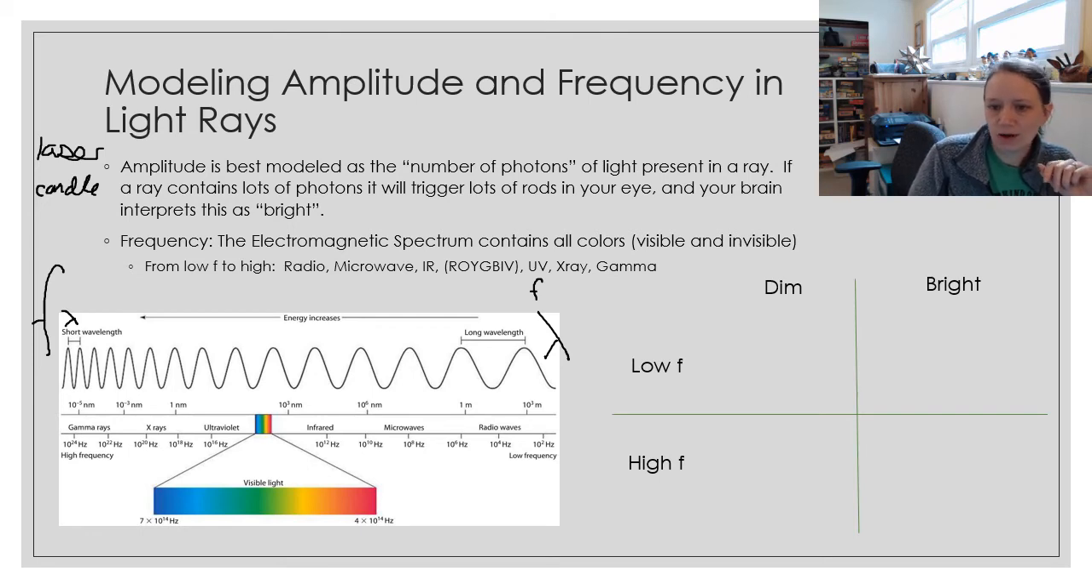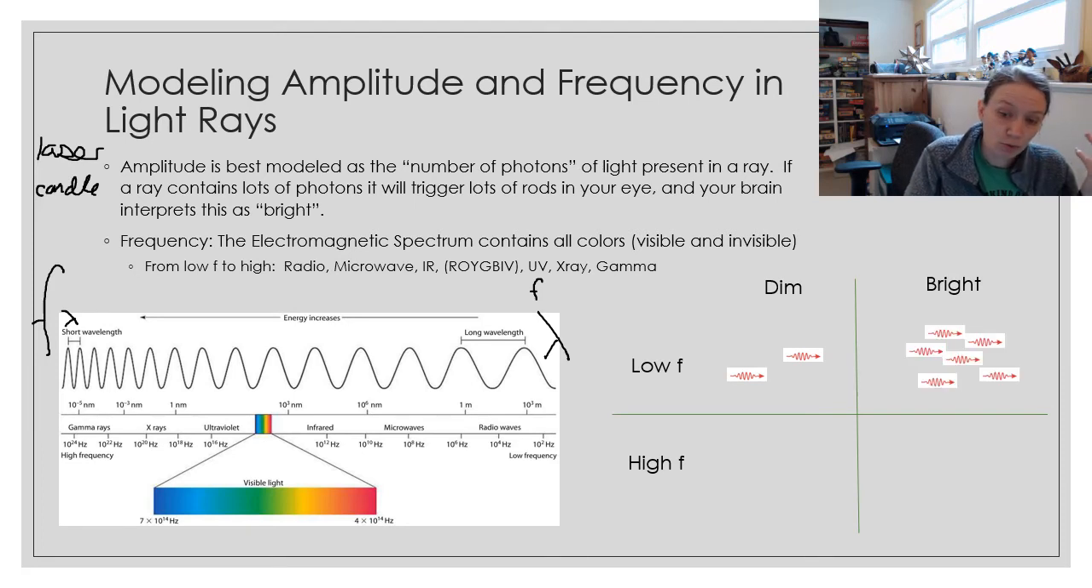So let's do a little bit of an activity here. If you could take your notes and divide them into a table with dim, bright, low frequency, and high frequency. If I was asking you to draw a picture of light that fit into each of these categories, what would it look like? For example, a low frequency, dim light would be red, because red is the lowest frequency that we can see, and dim because it only has a handful of photons. Maybe you pause the video now and see if you can fill out the other three parts of the table, and then come back and see my solution.